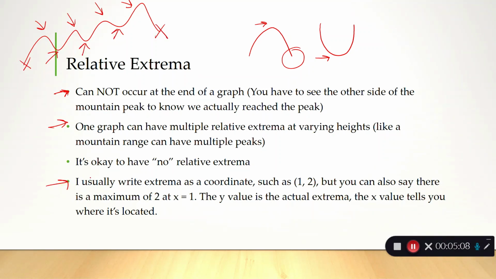And I usually write my extrema as coordinate points, but you can also say there's a relative maximum of some number at x equals another number. Your y value is the actual extrema, the actual max or min, and the x value tells you where it's located.